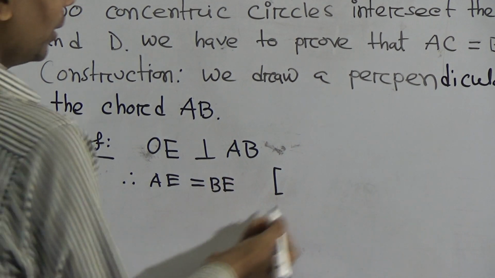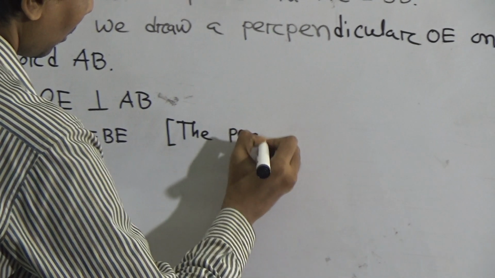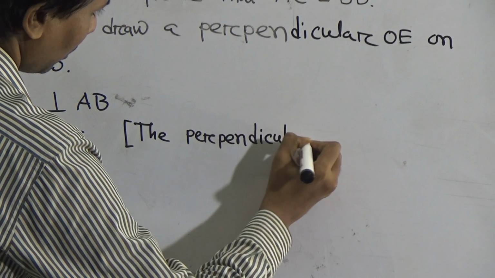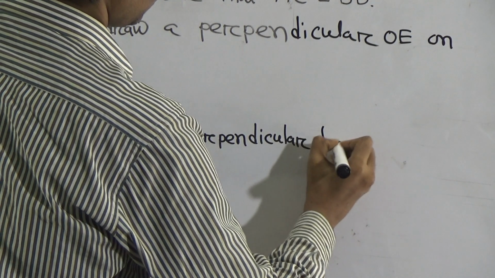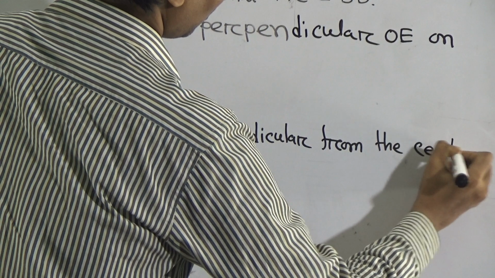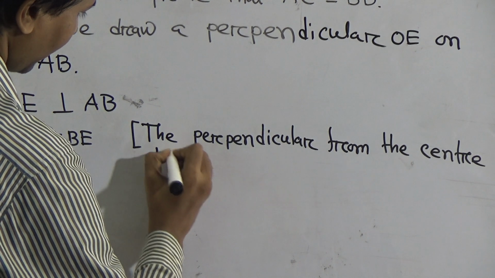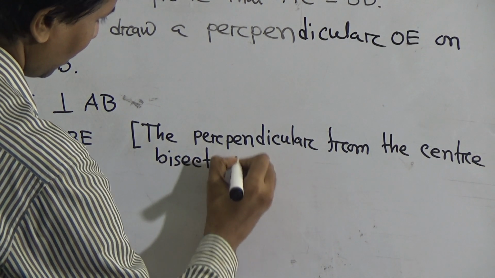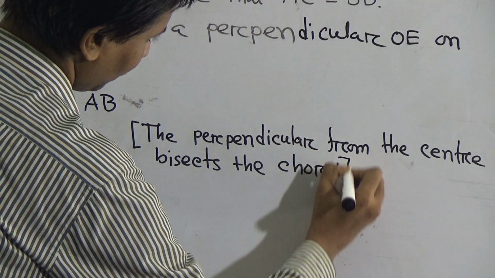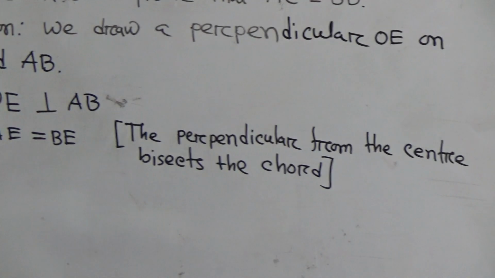Okay, write here the law. The perpendicular from the center bisect the chord. Okay, the perpendicular from the center bisect the chord.